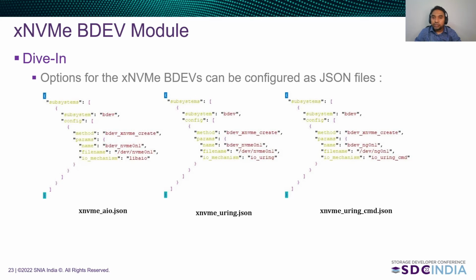The following images show the sample JSON files. As you can observe, only the IO mechanism differs between the AIO and the io_uring JSON files. In the case of io_uring_cmd, the filename also differs, so as to use the generic NVMe character device for the pass-through feature. This way, the underlying asynchronous interfaces to perform the IO can be seamlessly changed by just modifying the options in the configuration files.